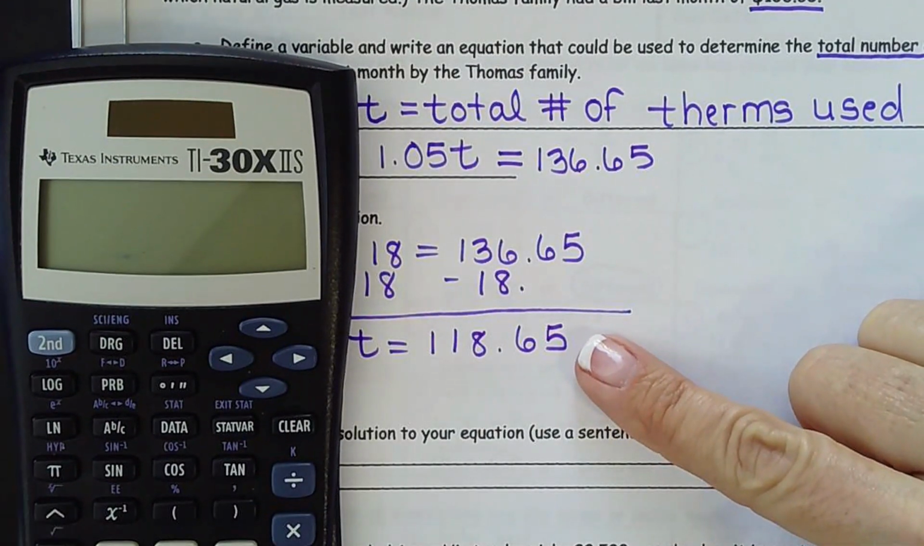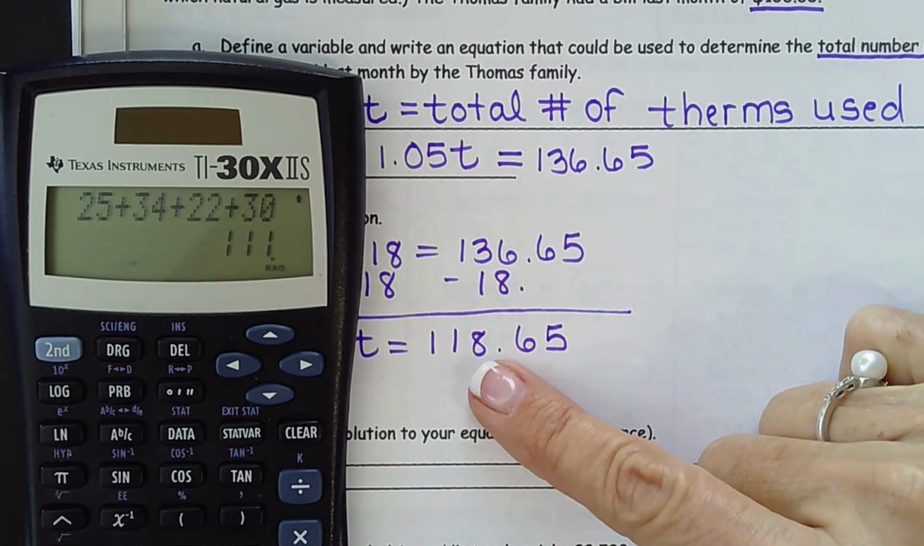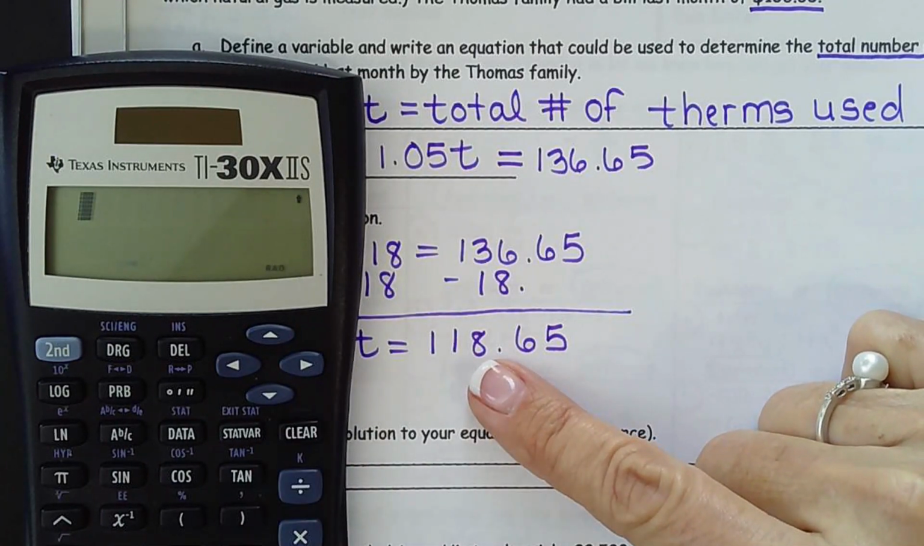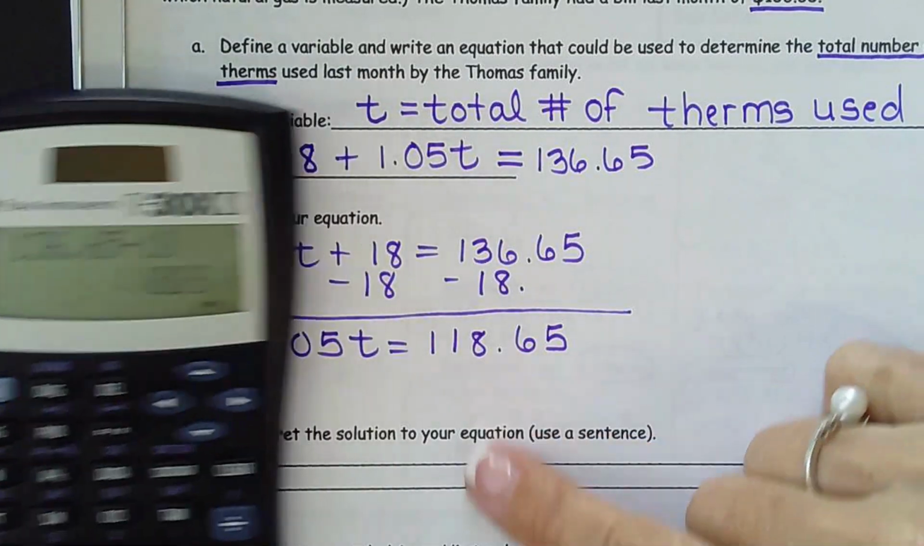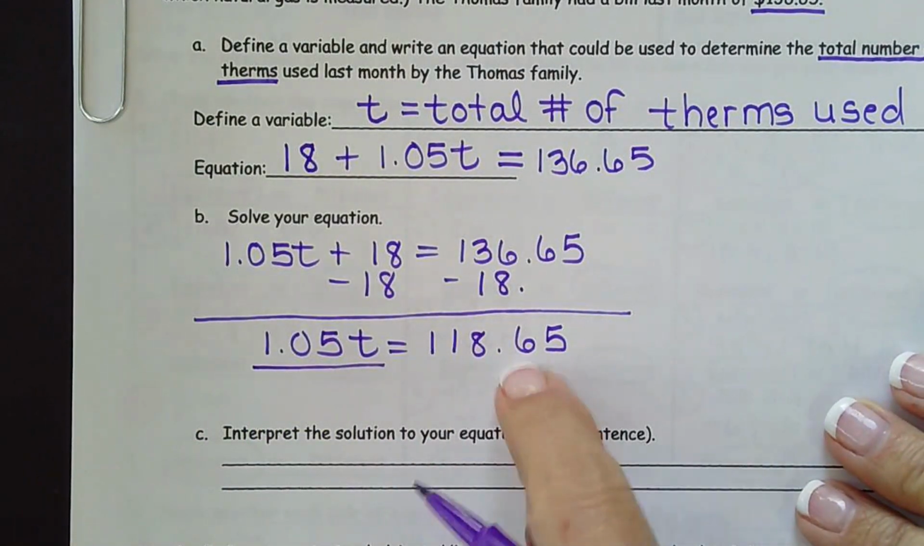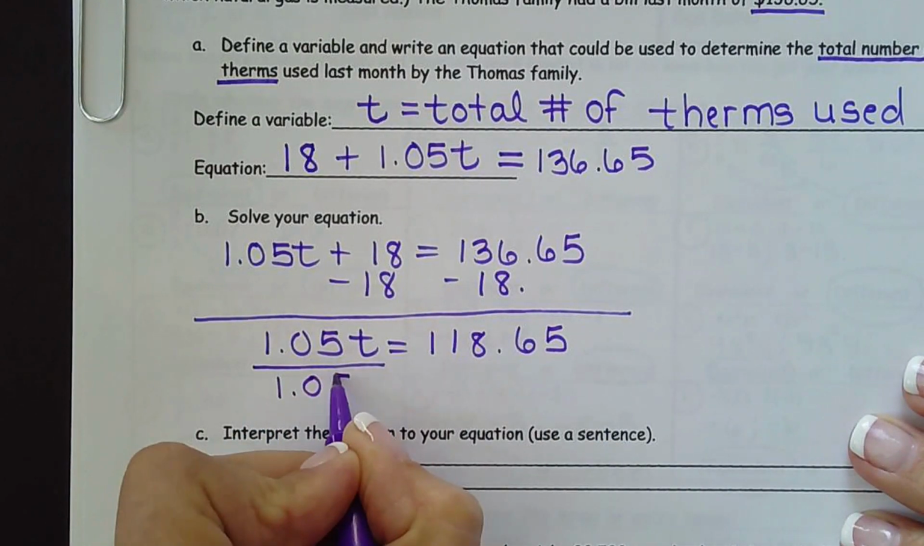There's so many times when I see students do something like that in their head, and I just think, oh, I wish they would have checked it, because everybody makes mistakes. I make mistakes all the time. So it's always good, especially on a test, to back it up. 136.65 minus 18, 118.65. And then last, we'll have the 118.65 already entered in our calculator, and we won't have to type it again for this last step.